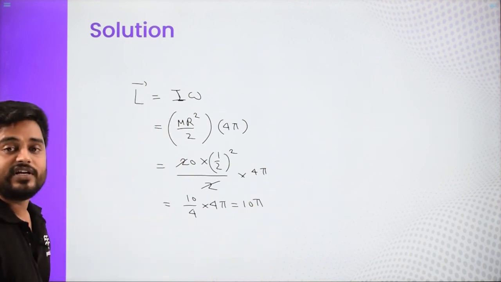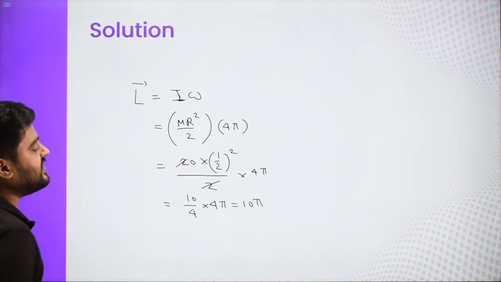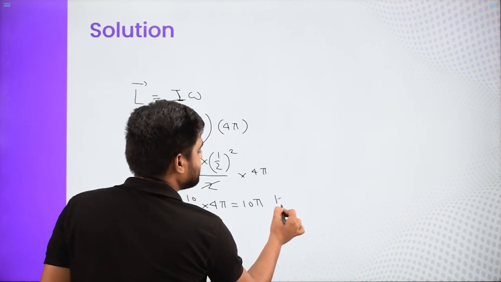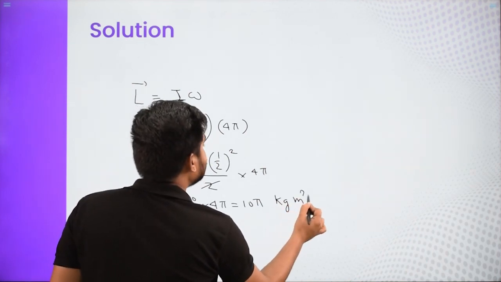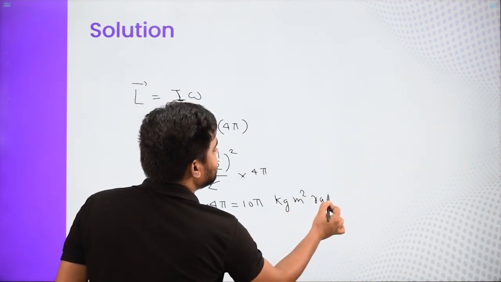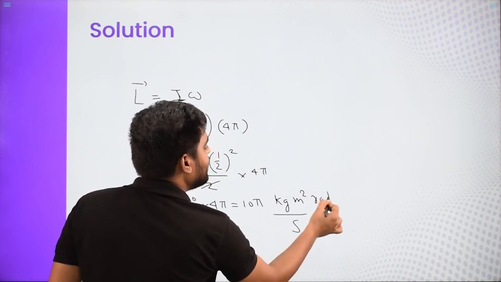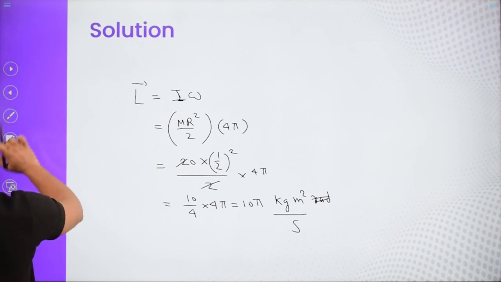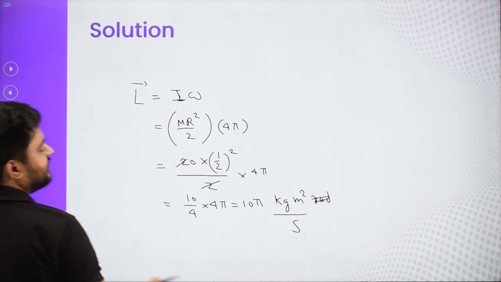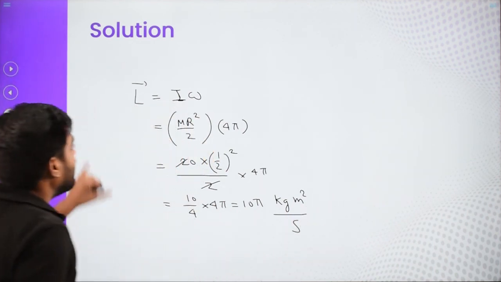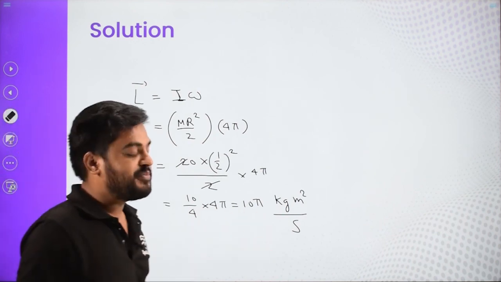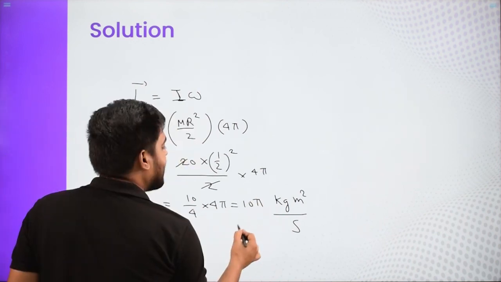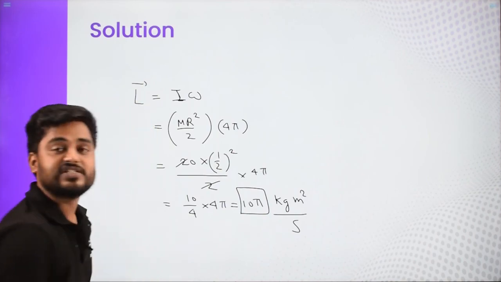And what will be the unit? SI unit of angular momentum is kg meter square radian per second. So here we don't write radian. Radian is basically an angle, so angle does not come in the unit. So SI unit of L is kg meter square per second, and the answer is going to be 10 pi kg meter square per second.